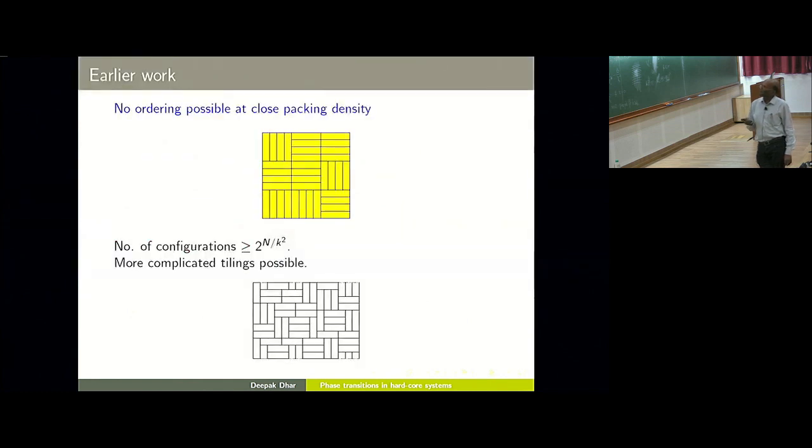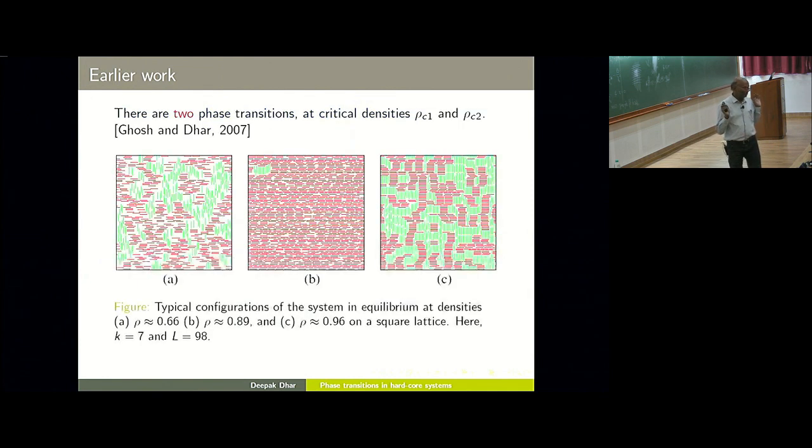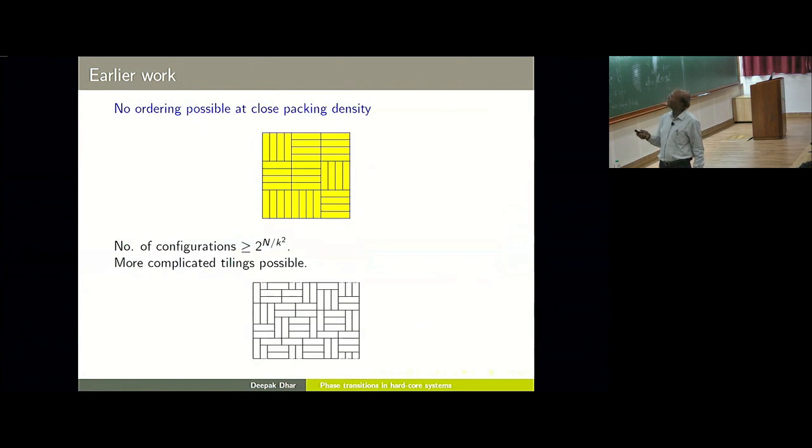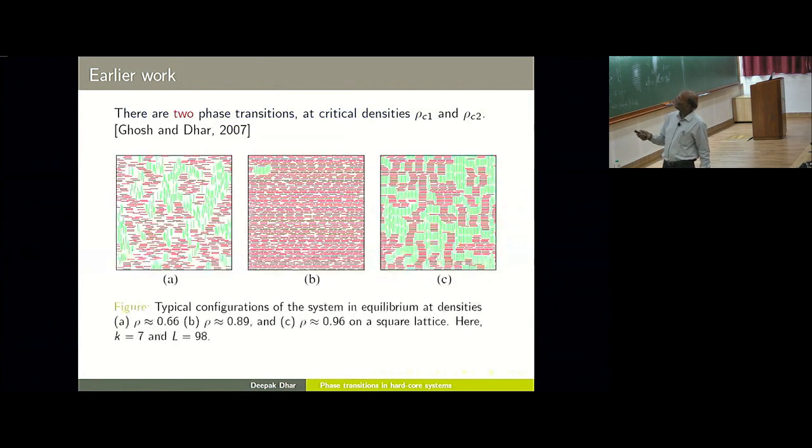this is the argument that at high density you will not get long range order. And this is the Monte Carlo data that there are actually 3 phases. One is the low density disordered phase, the intermediate density nematic phase, and the high density disordered phase. Okay, so we will stop there.